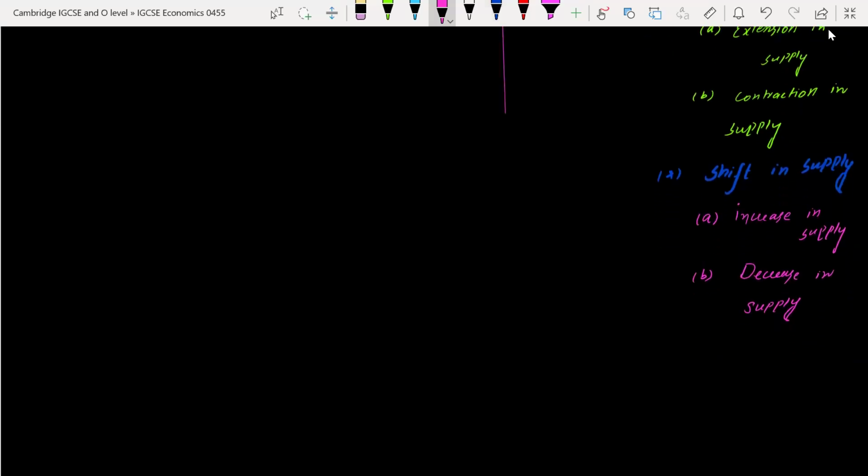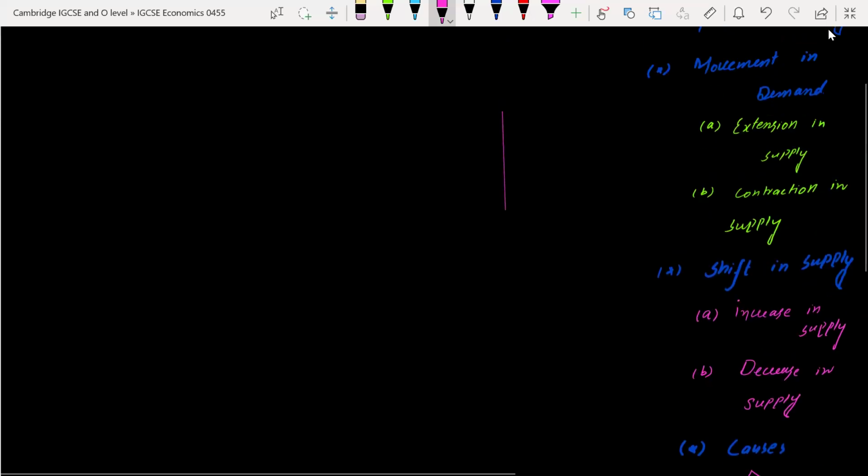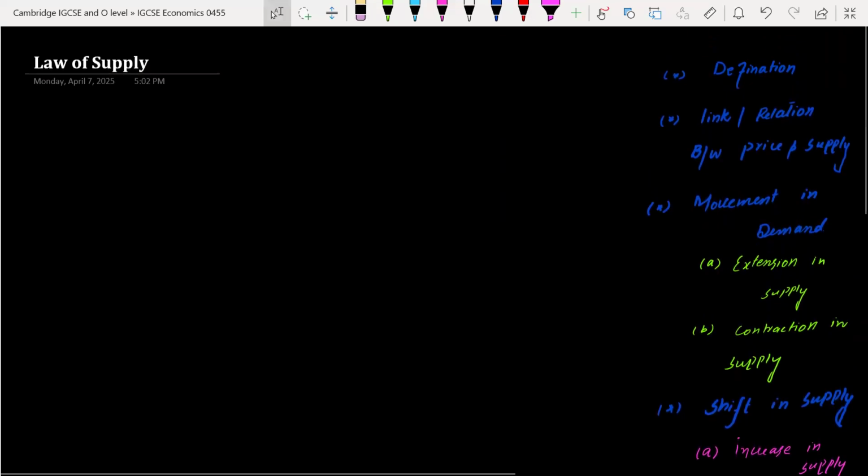At the end of this topic, we will write down causes. Sorry, I keep saying demand again and again: causes of increase in supply, and causes of decrease in supply, meaning what are the reasons behind that. So let's take a start.